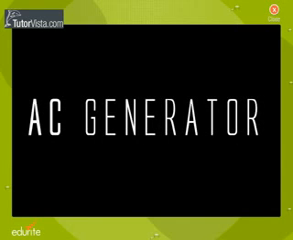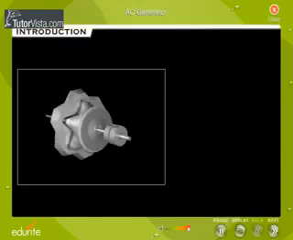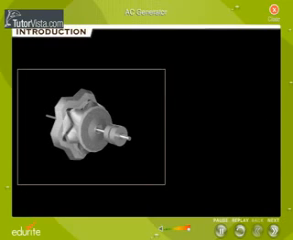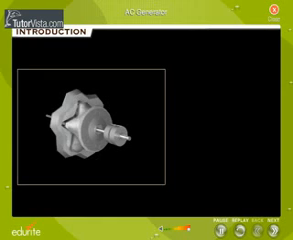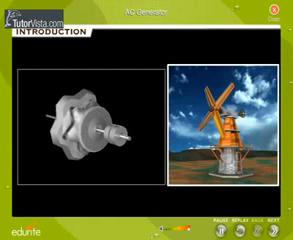AC generator. Do you know that most of our electrical energy comes due to the spinning of rotors in the AC generator of power stations like nuclear power stations, thermal power stations, and hydroelectric power stations, and so on?